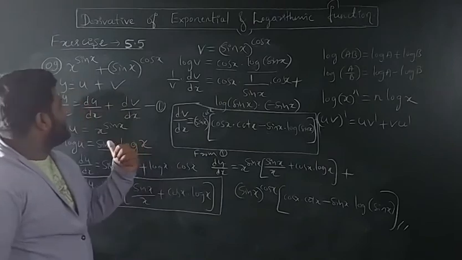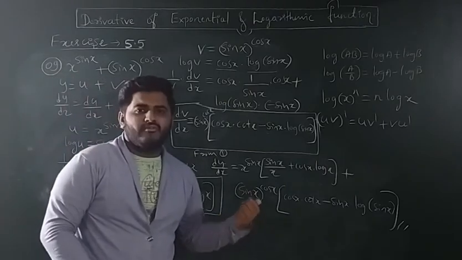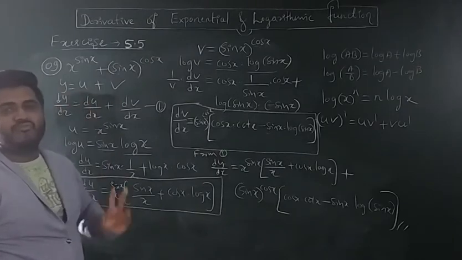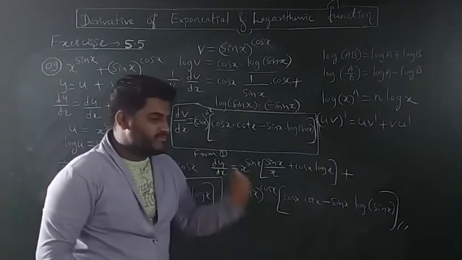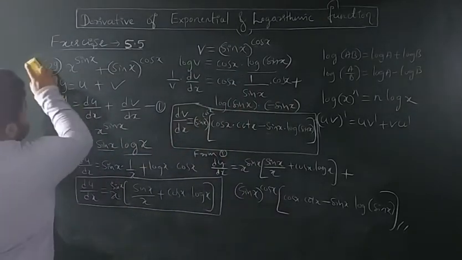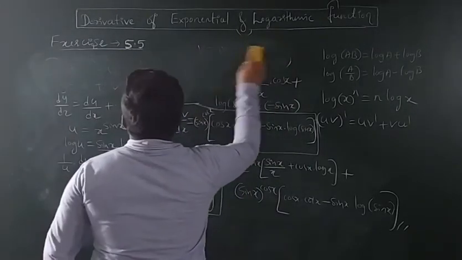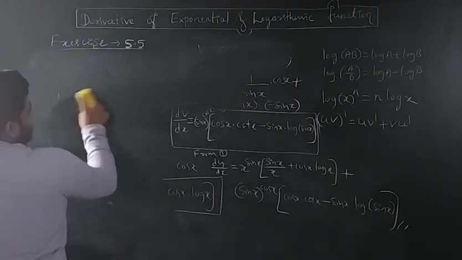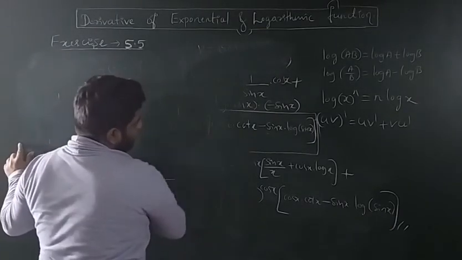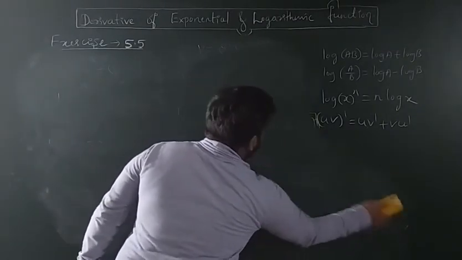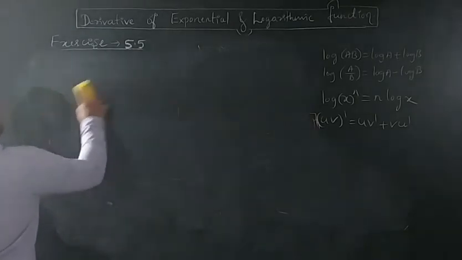I hope you are getting it. The same procedure is there for all questions. If a plus or minus sign is in between two functions, we have to proceed through this procedure only. So the last question of this session: in exercise 5.5, there are 18 questions. I will take 10 questions in this session and the remaining 8 questions in the next session. So in this class, I am going to explain only 10 questions.